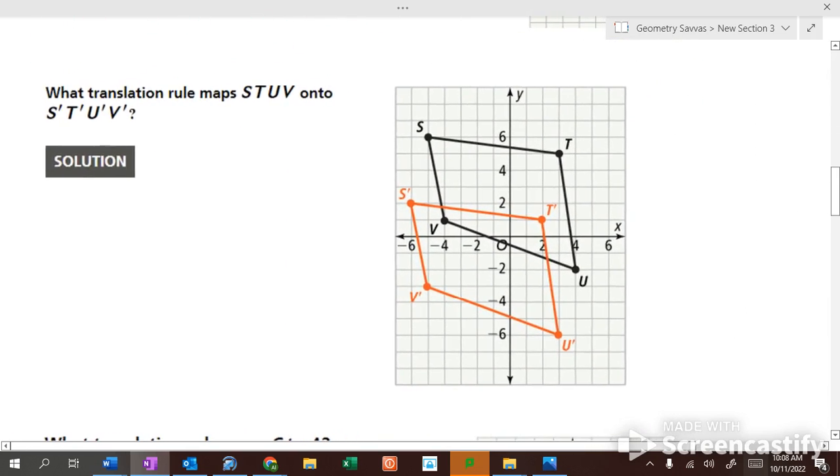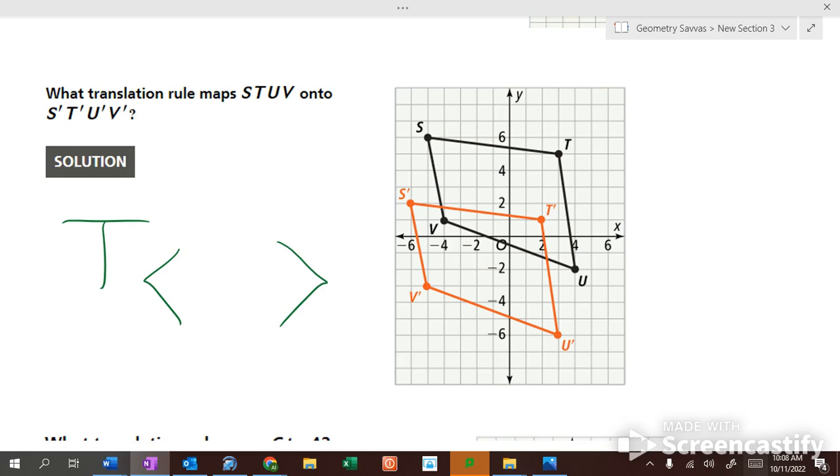All right, what happened here? What is our translation here? Well, you only need to do it for 1 point. So let's do it for S to S prime. How far did it move? Well, it moved 1 to the left. 1 to the left is positive or negative? So it's a -1, and it moved 1, 2, 3, 4 down. So it's a -4. Every point moved 1 to the left and 4 down. The translation is -1, -4.